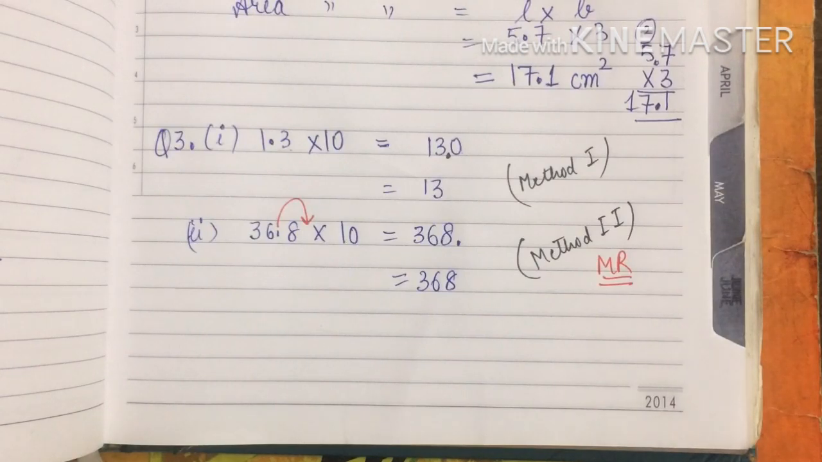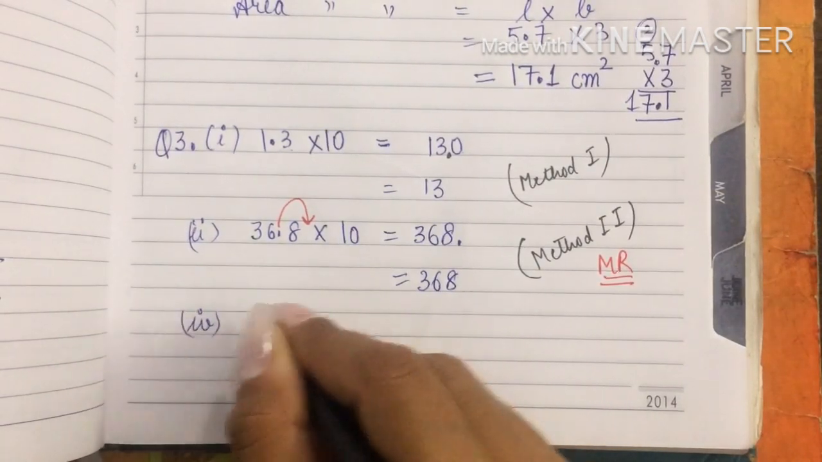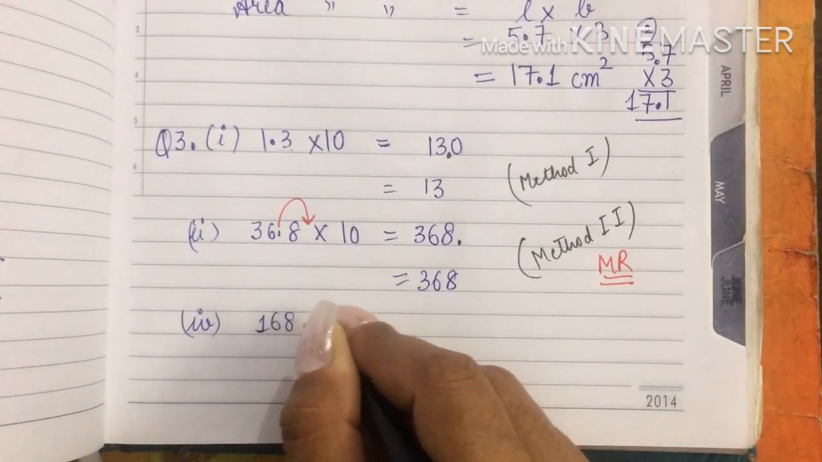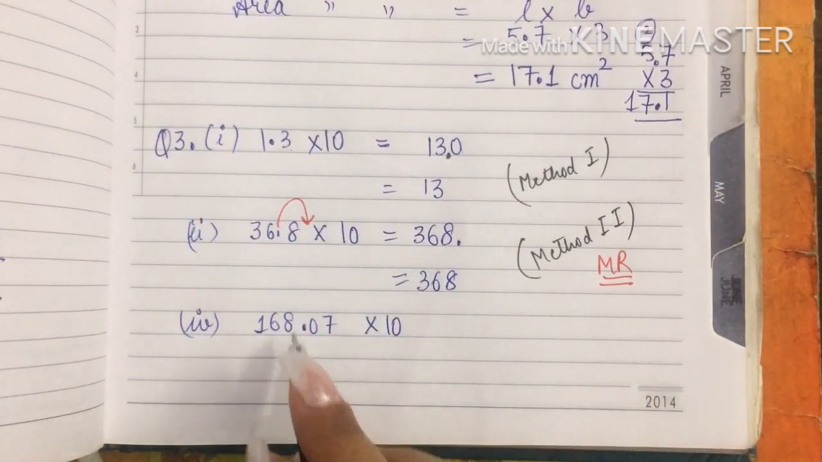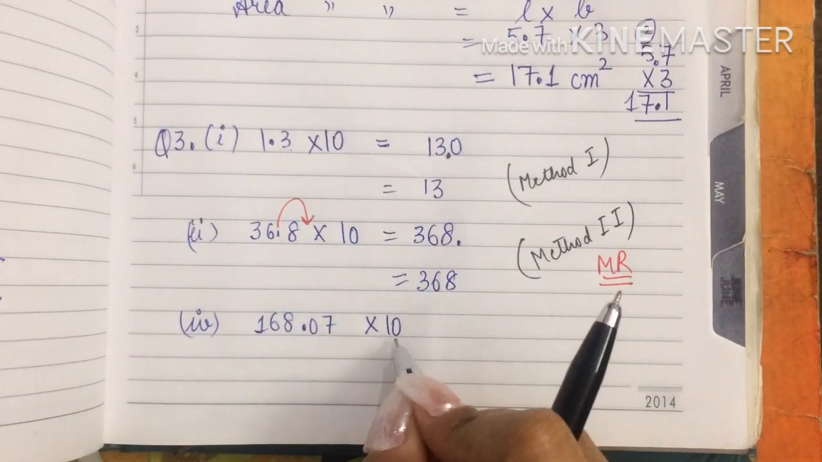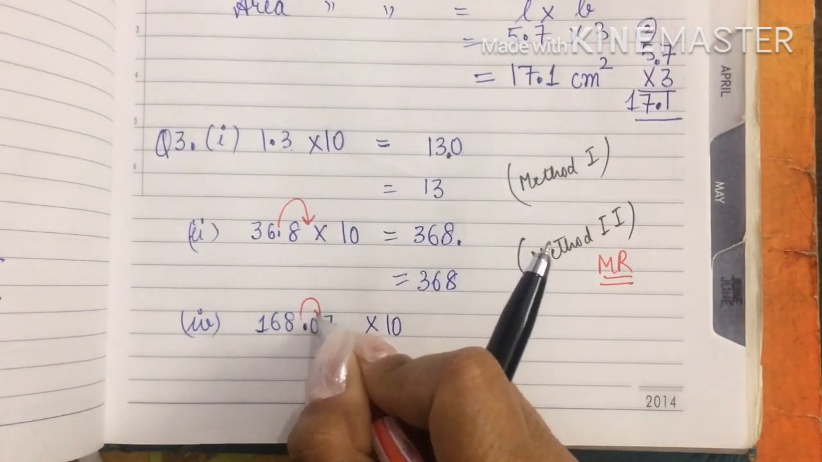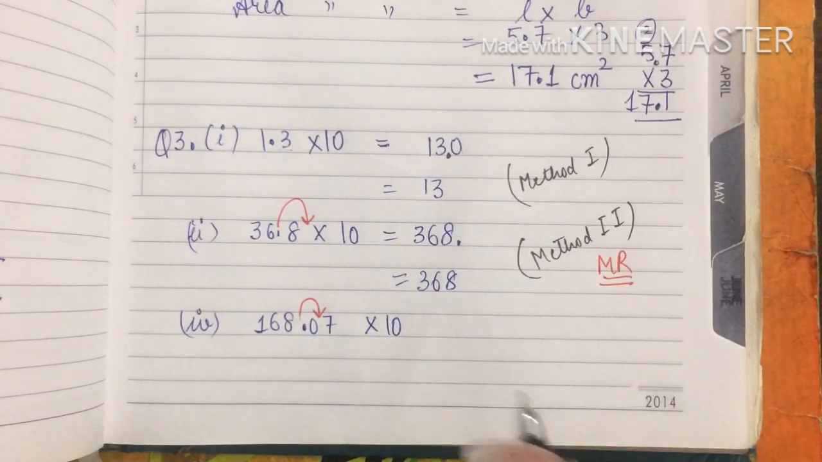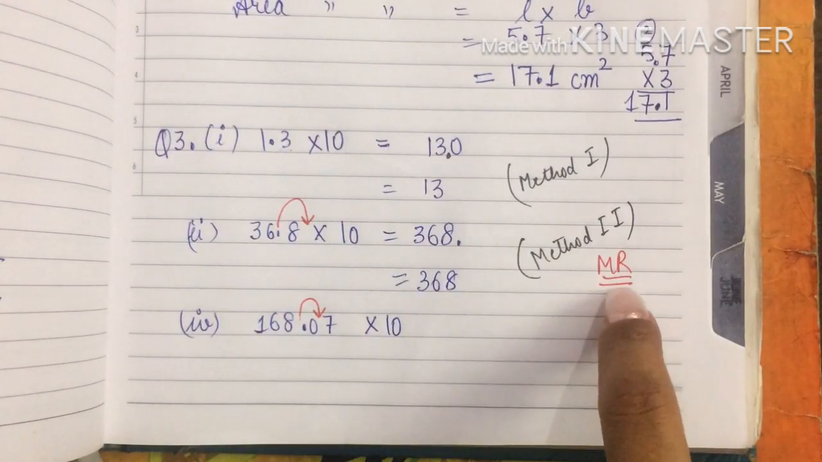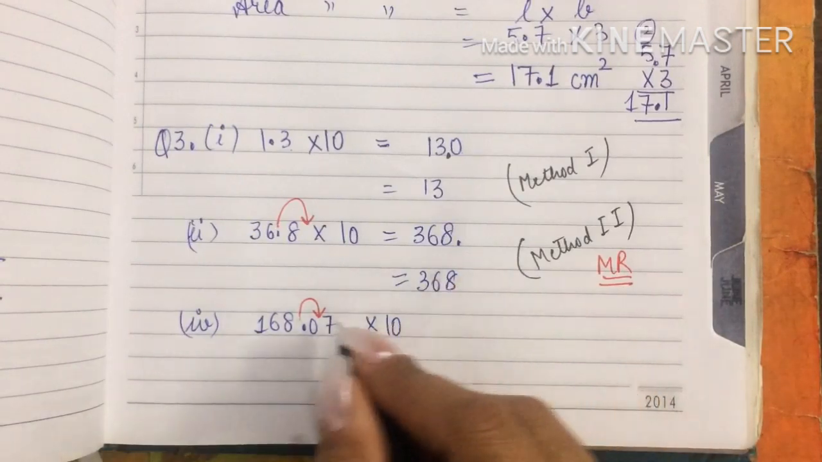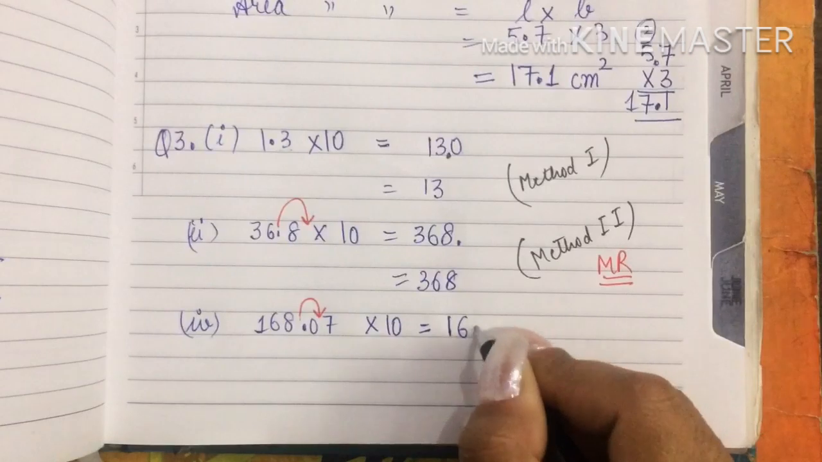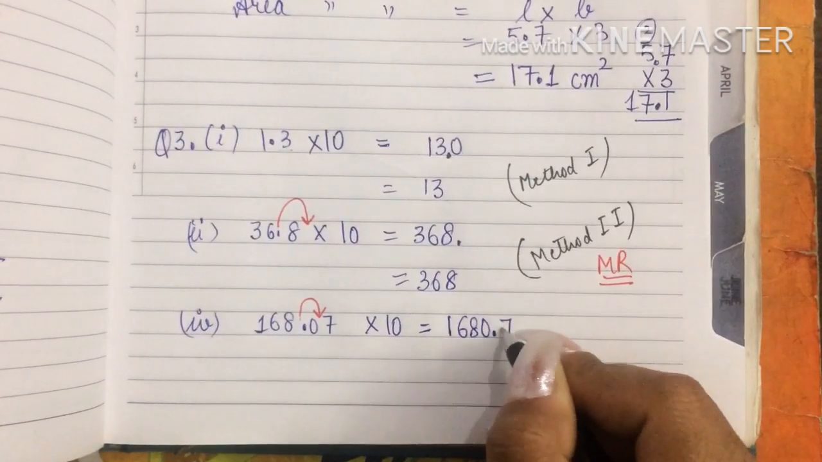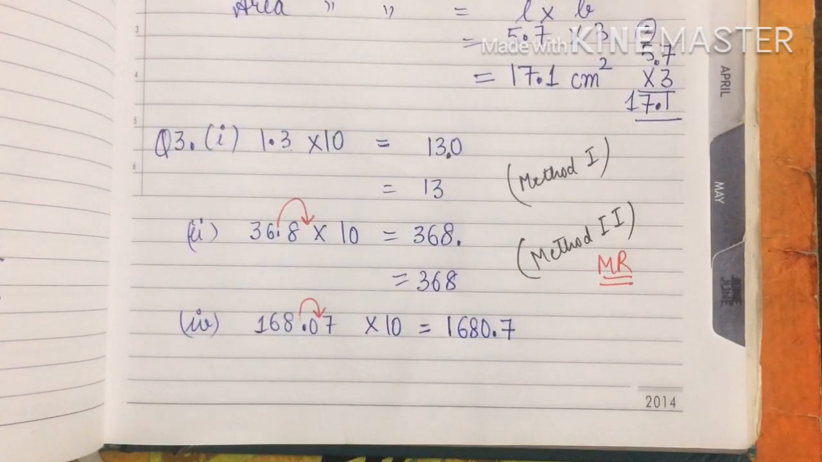Let's do one more part. Fourth part, 168.07 multiplied with 10. Again I'm using the second method. I'll be using the shortcut. Since I have to multiply with 10, the point will move 1 place. Remember, the point has to move to the right side in multiplication. So the point has to go to the right side. So this will be 1680.7. This actually gives the answer quite quickly.